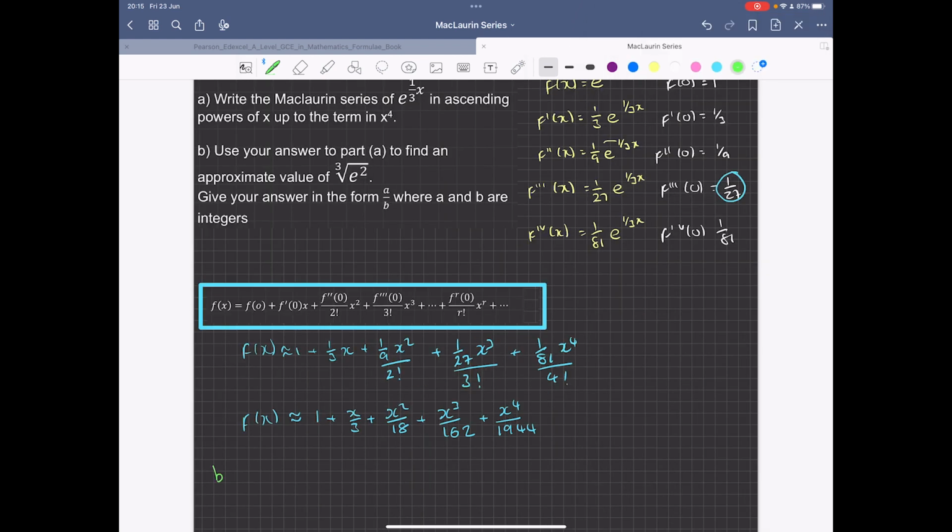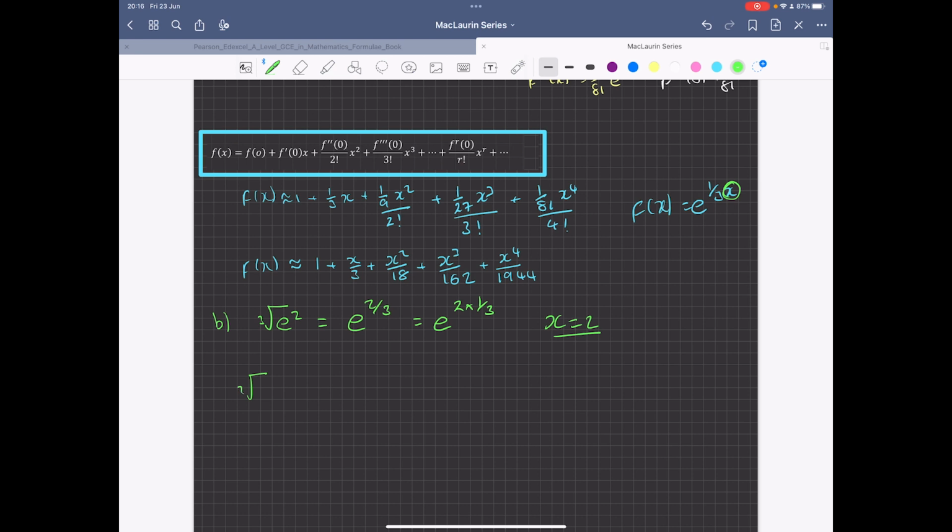For part B, we've been asked to approximate the cube root of e squared. But we can write this as a fraction, and this will be e to the 2/3. And we can separate this out using the power rule of indices. And this will be 2 lots of 1/3. So if we compare this to our function of e to the 1/3 x, we can see that this x is actually 2. So x is equal to 2. Now all we need to do is substitute this 2 into our approximate expansion.